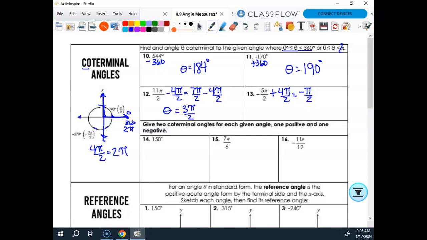Still not between 0 and 2 pi, right? So I'm going to do that again. Plus 4 pi halves. And that gives me that theta is equal to 3 pi halves. So not only is 3 pi halves and 7 pi halves and 11 pi halves coterminal, but so is negative pi halves and negative 5 pi halves, right? Just different ways to get to the exact same spot. Okay? You're just adding or subtracting a full rotation.